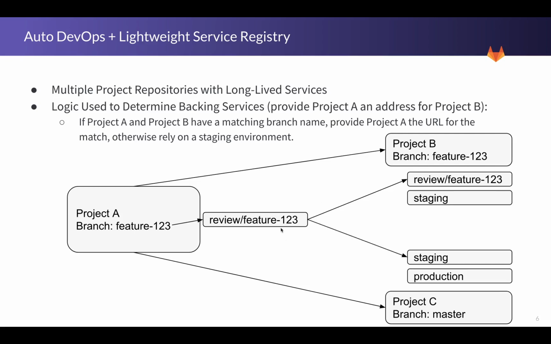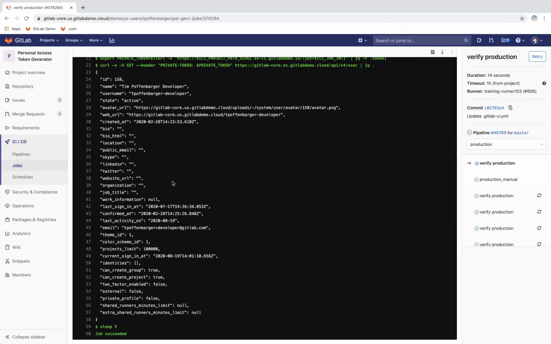And subsequently, given that there is no review / feature 1, 2, 3 environment, we'll just go ahead and rely on staging. So setting some sort of priority in terms of when to use which environment. And maybe even if there wasn't a staging environment, we would automatically go to production.